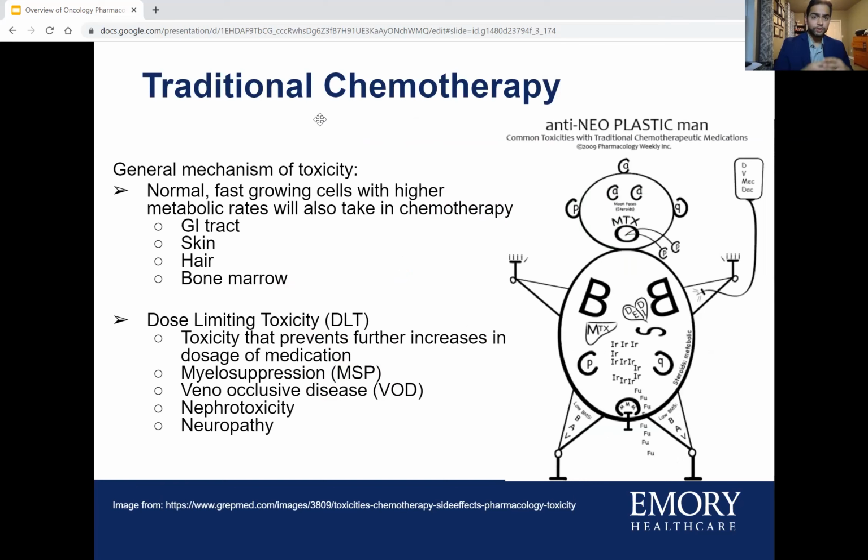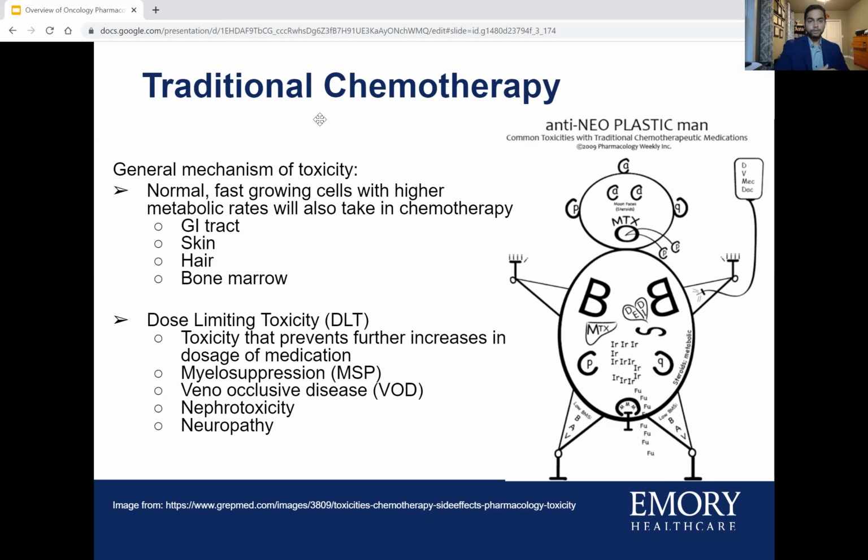So with chemotherapy, the general mechanism of toxicity is that even our own normal healthy cells that divide more rapidly will also take up this chemotherapy. So we have a lot of collateral damage. So cells of the GI tract, you get mucositis, diarrhea, and then hair, people's hair falls off, it thins. And then bone marrow, which are cells that are very highly proliferative, will be affected and you'll get myelosuppression.